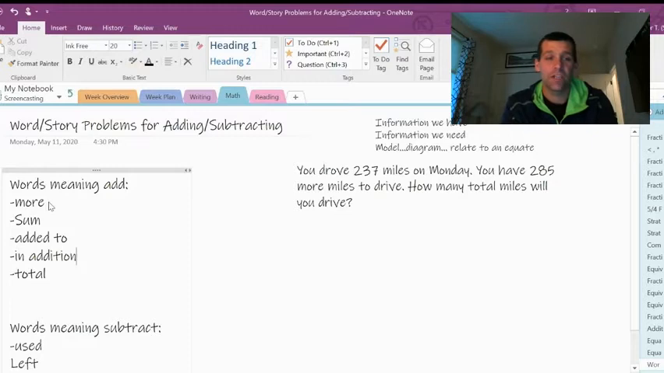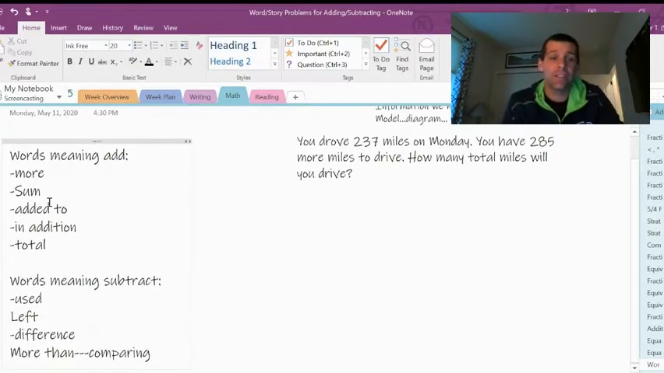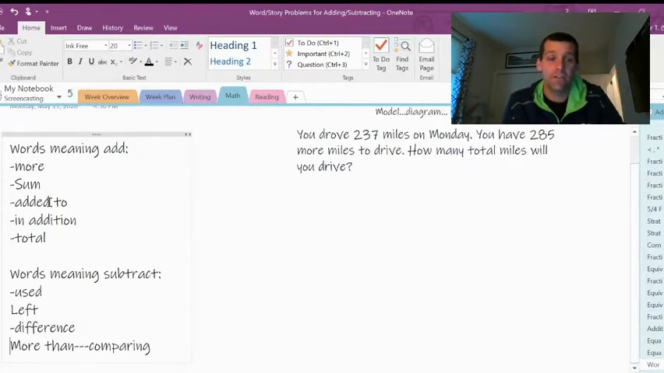There's lots of different words that can be used to help you determine whether you're going to need to add. And then when you think about subtracting, you're going to have words like left or disappeared or taken away, difference, more than when you're doing some comparing.